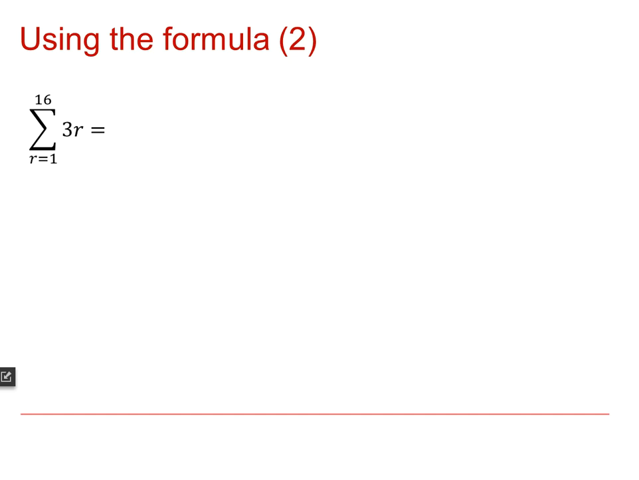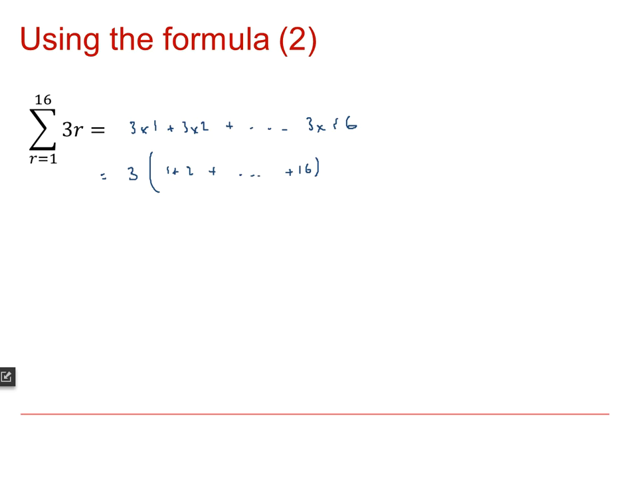Now a slightly more complex situation. This time we've got 3r. So remember, this is 3 multiplied by 1 plus 3 multiplied by 2, etc., all the way up to, in this particular case, 3 multiplied by 16. So this is the same as, we can factor out 3 multiplied by 1 plus 2 plus all the way up to 16.